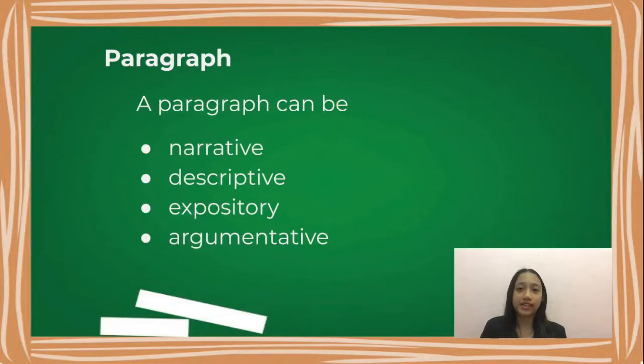Now you can write a paragraph in either a narrative, descriptive, expository, or argumentative form. First is narrative. It tells a story or an event. The story or events in a narrative paragraph should be arranged chronologically, which means in the order in which they have happened. Next is descriptive. It takes something and makes it real for the reader. You describe a noun or an event.